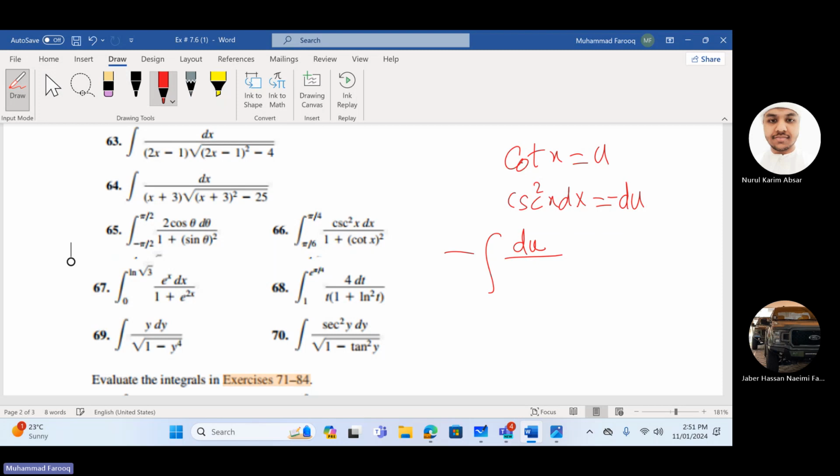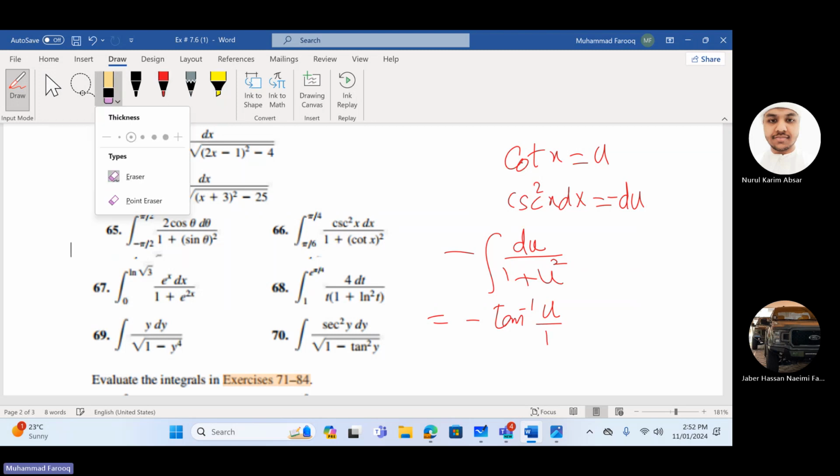And divided by 1 plus cotangent, which is what? Do you understand? Now open the formula sheet. It becomes... what is that? Tangent inverse. Very good. So please use the formula sheet. Negative sign is a part of my question. 1 over 1 plus u square integration is tan inverse. Tan inverse u over a. What is a here? 1. 1 by 1 is 1. No need to write 1, please.